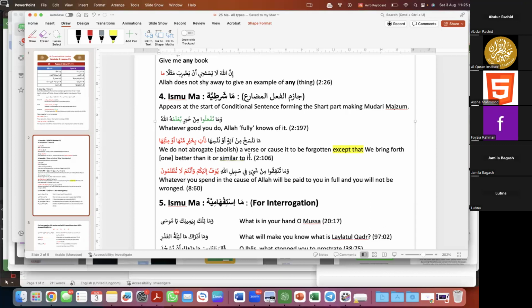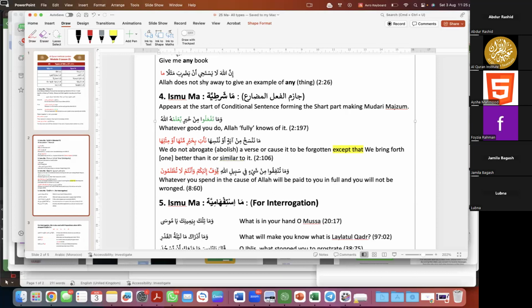Is it ma'ruf form or majhul form? This one is majhul form. What was the root? Nasiya. Then the ya has dropped because of the mudari majhul, nunsiha, mudari majhul. Nunsi, the ya dropped. So nunsiha.